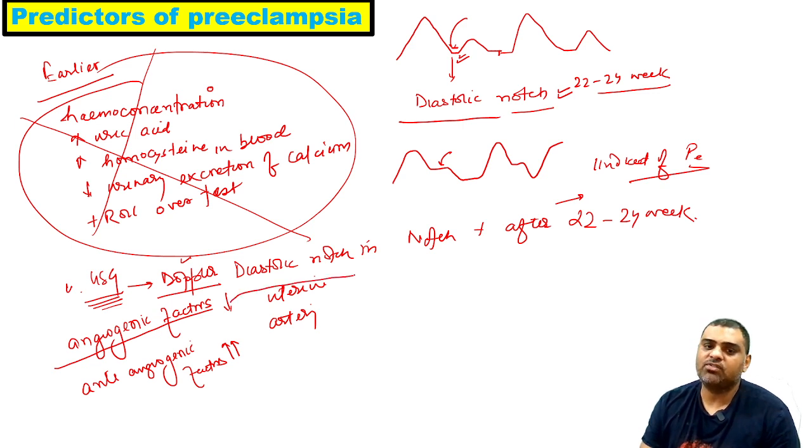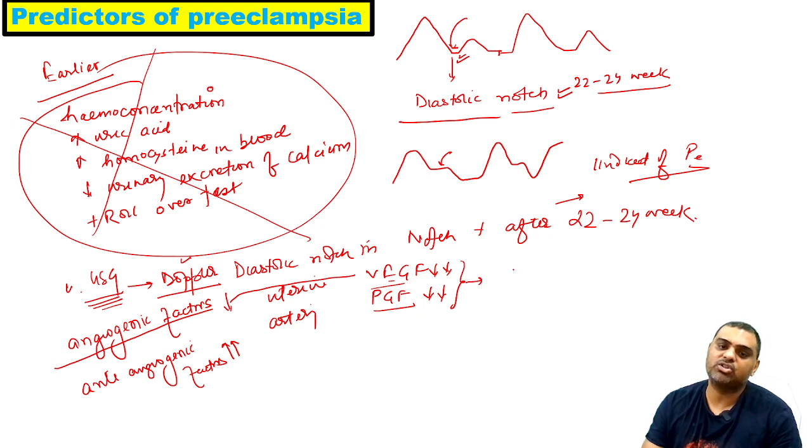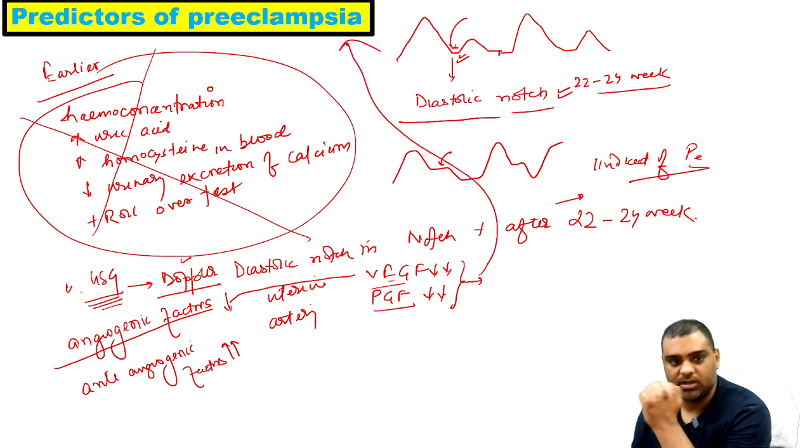So what are the angiogenic factors? It is vascular endothelial growth factor and placental growth factor. So decreased vascular endothelial growth factor and decreased placental growth factor are also predictors of preeclampsia. Please remember.